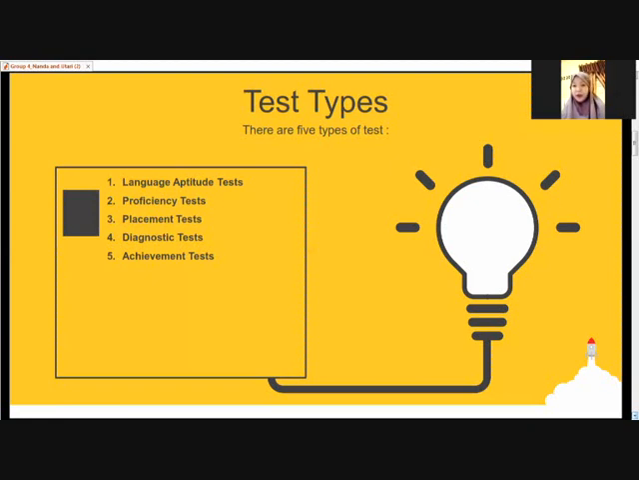And then the fourth is the diagnostic test. It is designed to diagnose specified aspects of a language. A test in pronunciation, for example, might diagnose the phonological features of English that are difficult for learners and should therefore become part of a curriculum. And then the last is the achievement task.